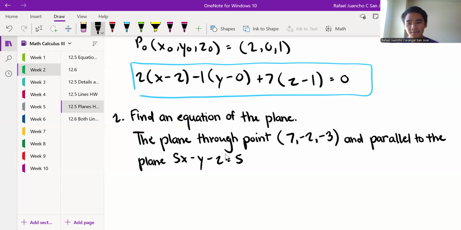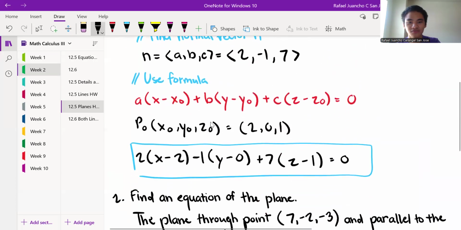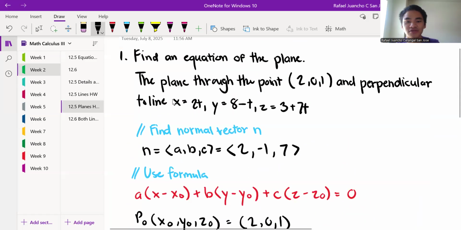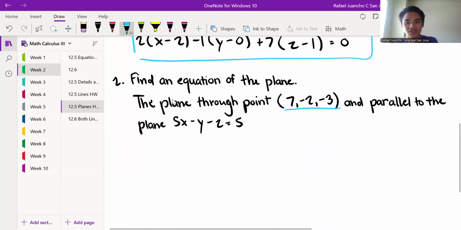So what do we want? If it's parallel, it's the same steps. We want to find a normal vector, and then we plug in. That's always what we want for a plane, a normal vector and a point. We already have a point here. It's this one. So that's done.